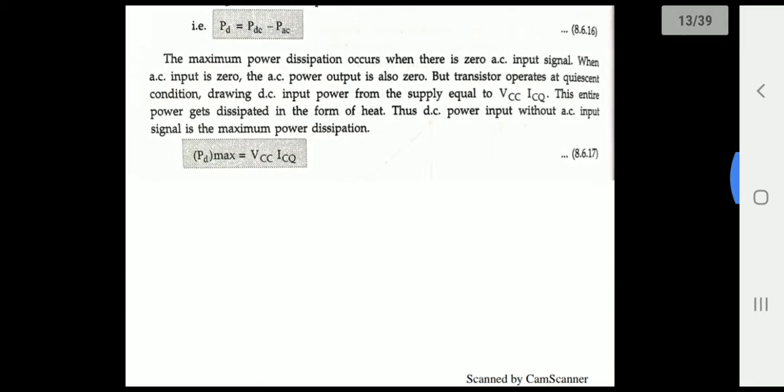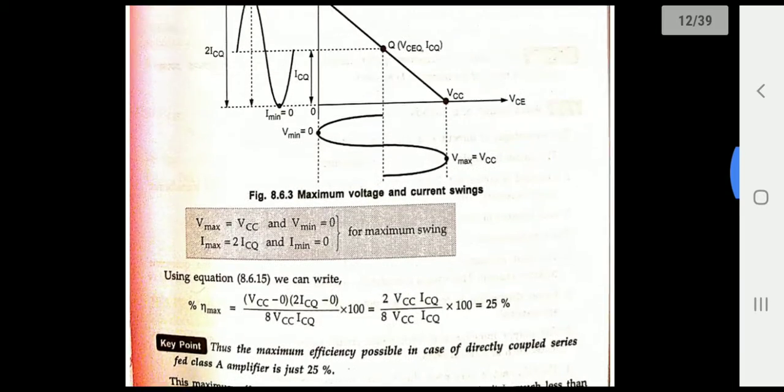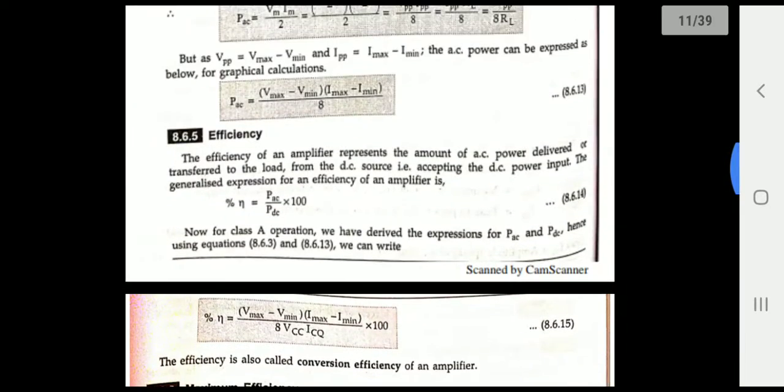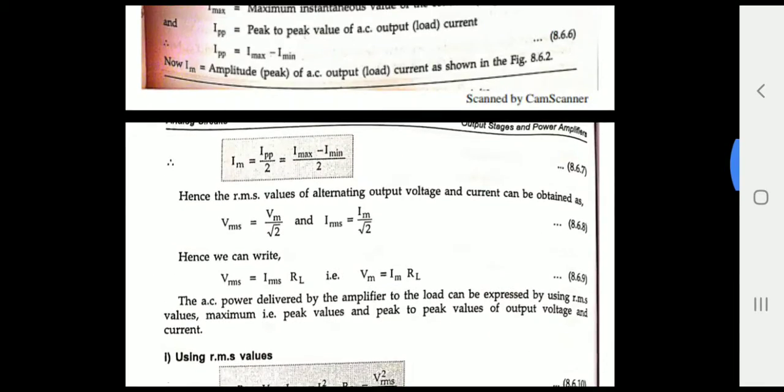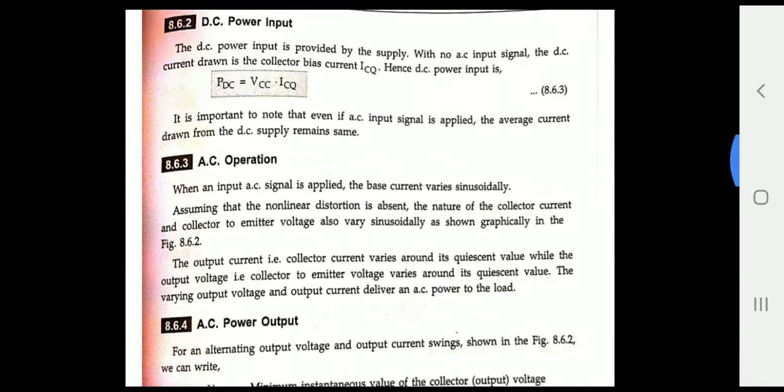Okay. So now these are all about the class A power amplifier using the circuit diagram which is a fixed bias, and the nomenclatures.